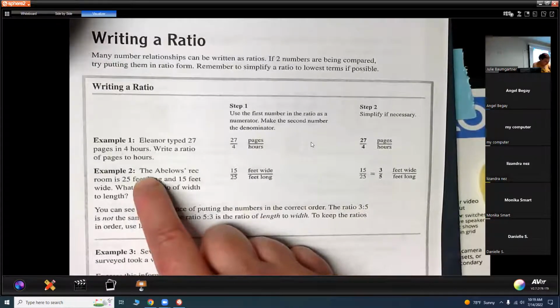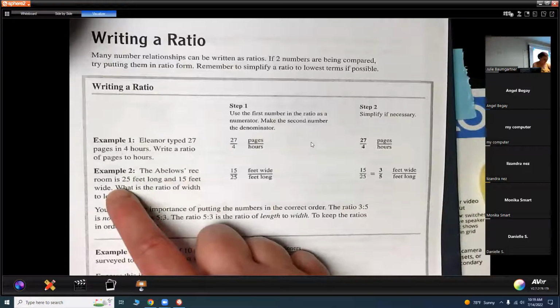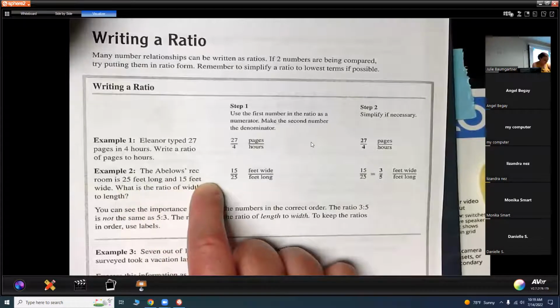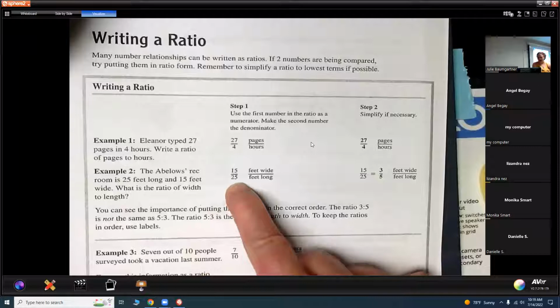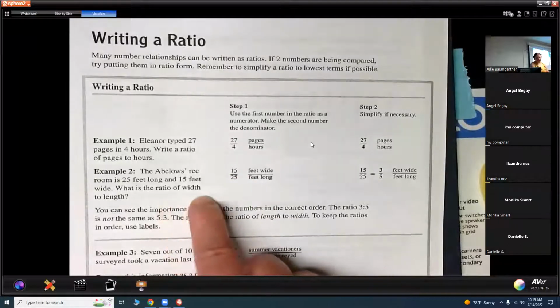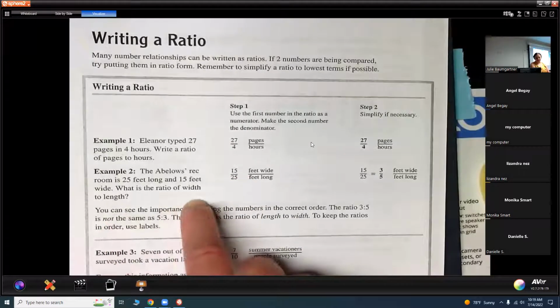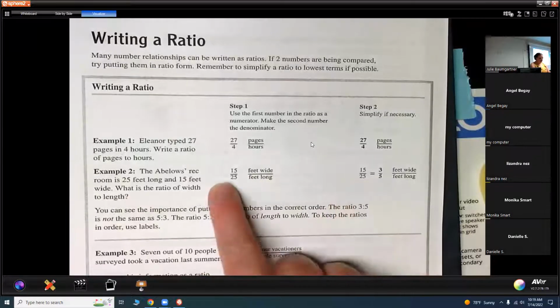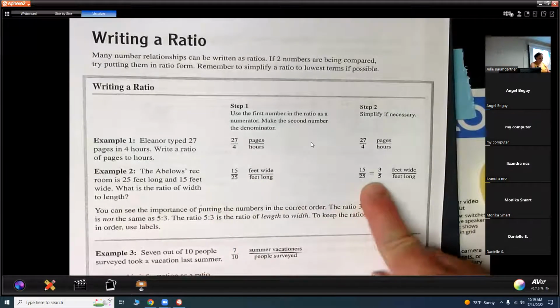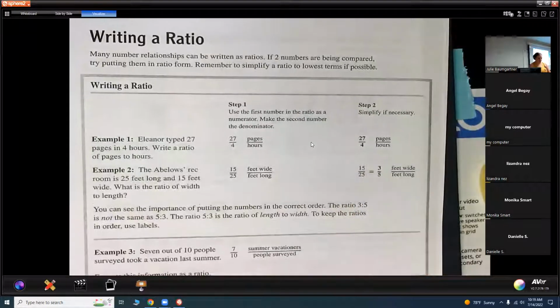Next example, the Abelo's rec room is 25 feet long and 15 feet wide. What is the ratio of the width to the length, right? So once again, you just read the question carefully, right? And put your numbers in the correct order. So width is 15, length is 25, and then yes, right? We can reduce 15 over 25 by dividing a 5 out of the top and bottom. So the ratio of width to length is 3 to 5.